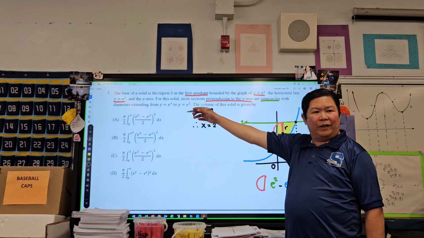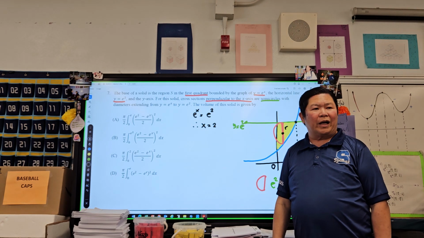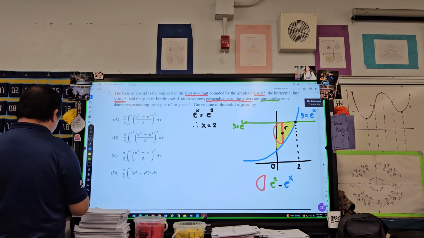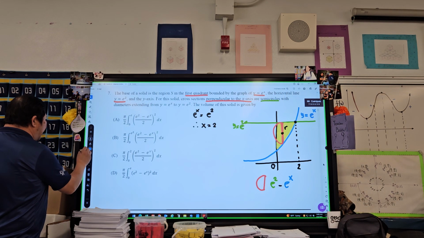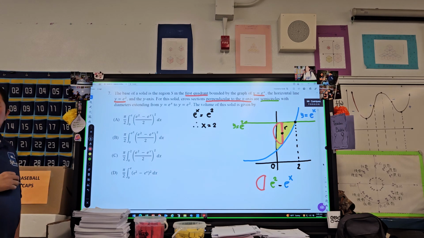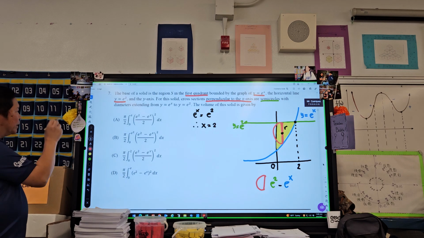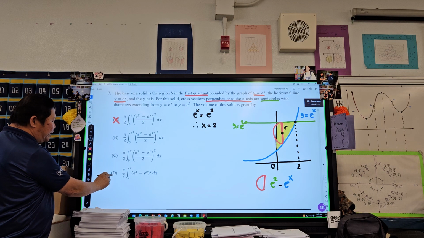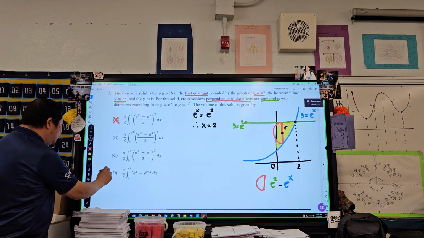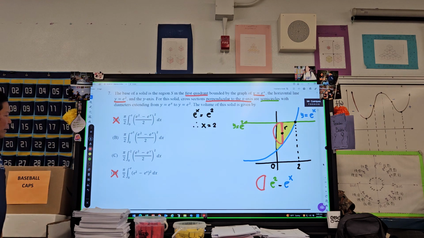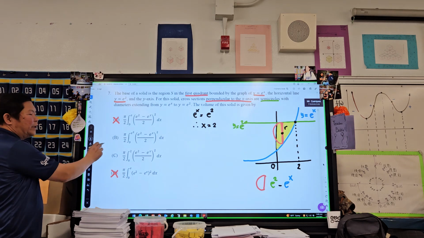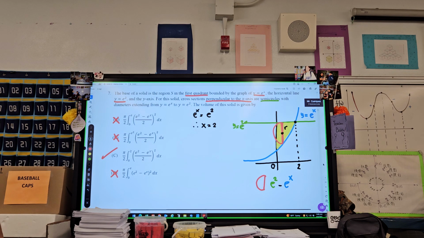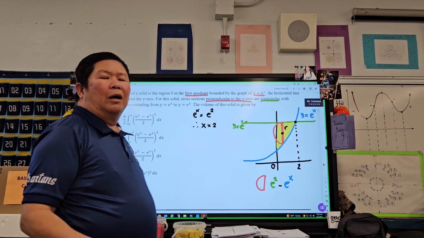Process of elimination. If this is multiple choice, are we going to knock out letter A? Yes. Why? Because the limit is 0 to e. So this is not the one. Are we going to choose letter D? No. Letter C? Yes. Letter B? No. So C is the right answer. Why? It's the only one where the limit is 0 to 2.